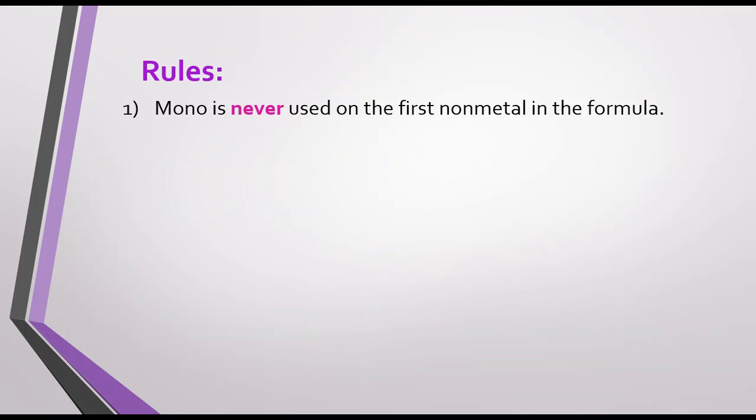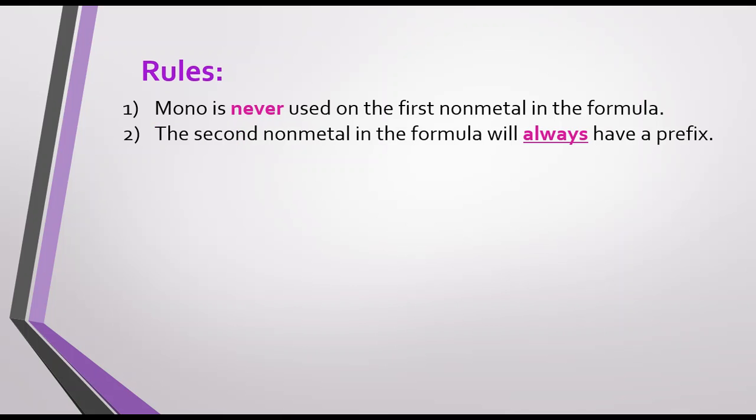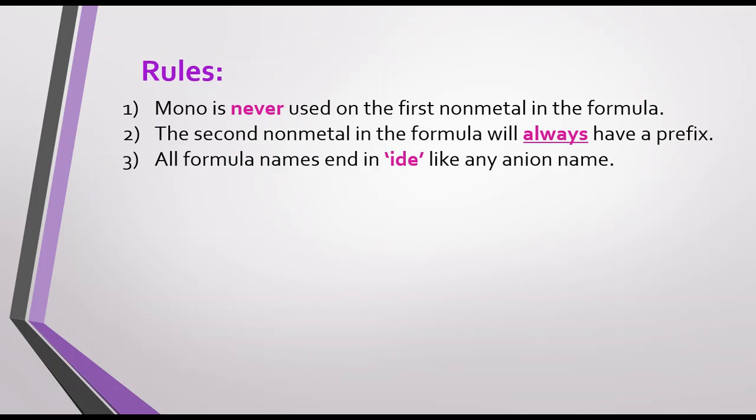Rules. Mono is never used on the first nonmetal in the formula. So if it's only 1 in the first of the formula, you just name the element. The second nonmetal in the formula will always have a prefix. All formula names end in IDE like the anion name. So the second part, the ending part, is going to end in IDE.